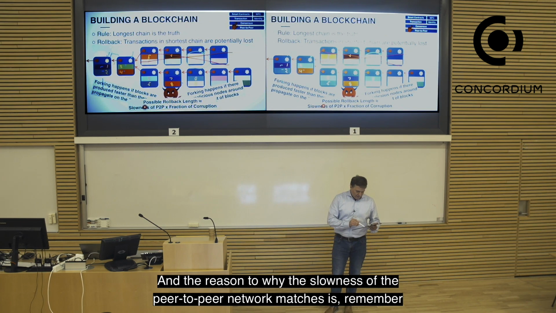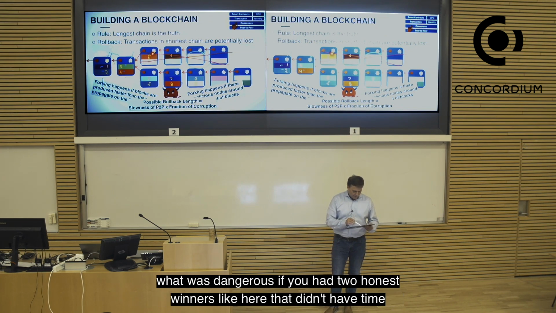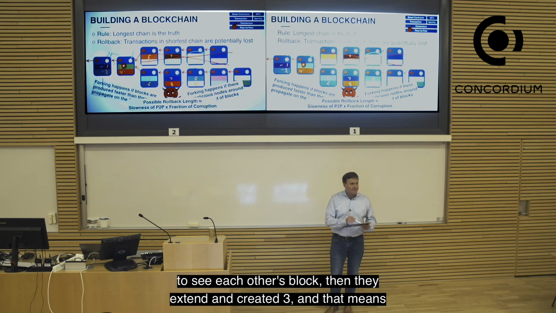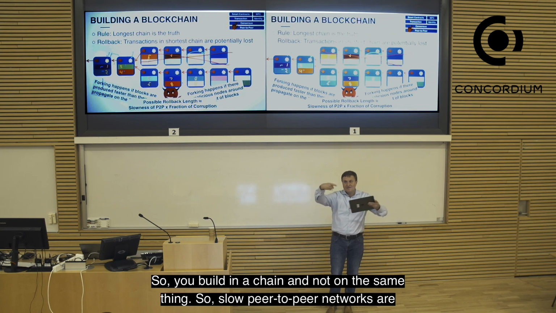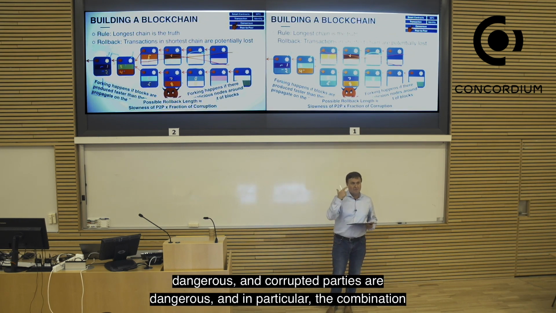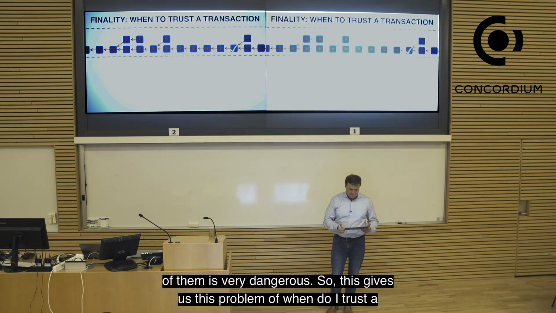And the reason why the slowness of the peer-to-peer network matters is, remember what was dangerous if you had two honest winners like here, that didn't have time to see each other's block, then they extend and create a tree. And that means you should create blocks much, much slower than you can propagate them, so you build in a chain and not on the same thing. So slow peer-to-peer networks are dangerous and corrupted parties are dangerous. And in particular, a combination of them is very dangerous.